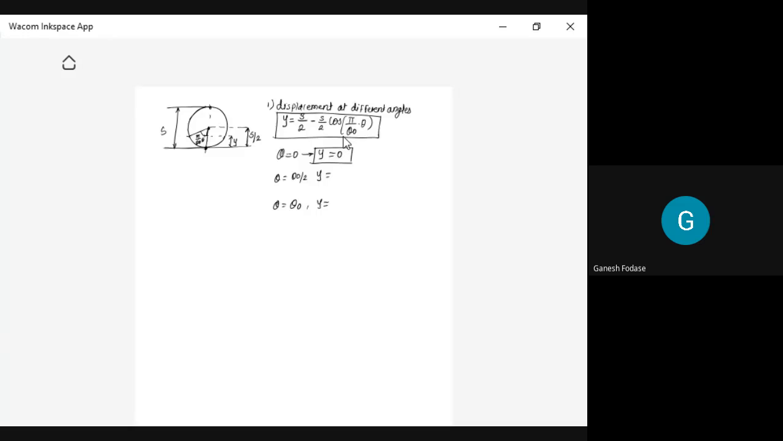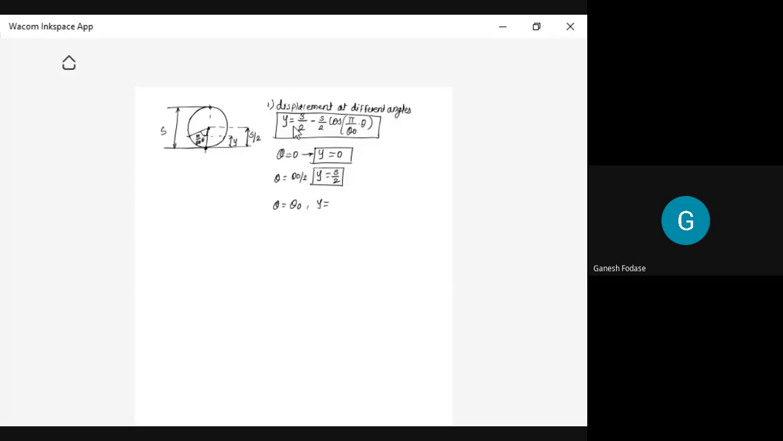Okay. Forget about that. Just we talk about at theta is equal to theta o by 2. If I put theta is equal to theta o by 2, this is cos pi by 2, cos 90. How much is cos 90? It is 0. So this second term becomes 0. Only the first term is there. So y is equal to s by 2. Just simple: put the value of theta o by 2, y is equal to s by 2.